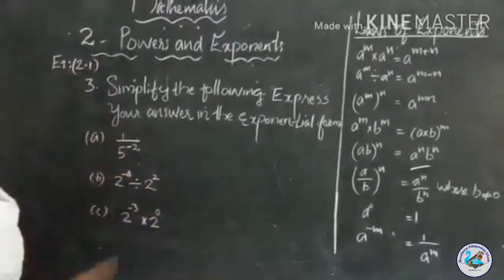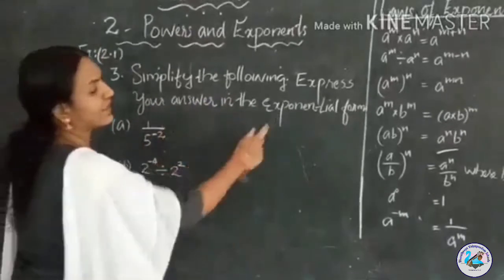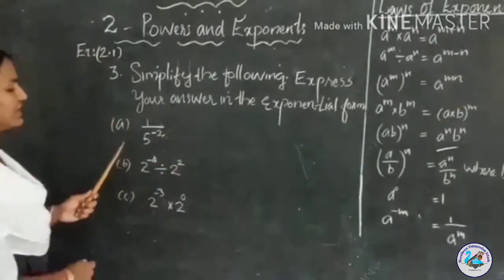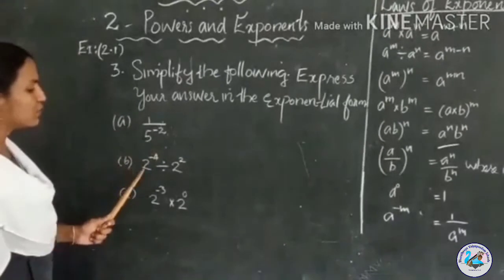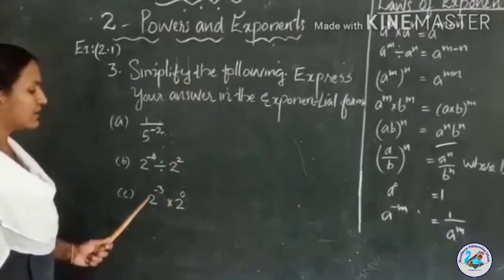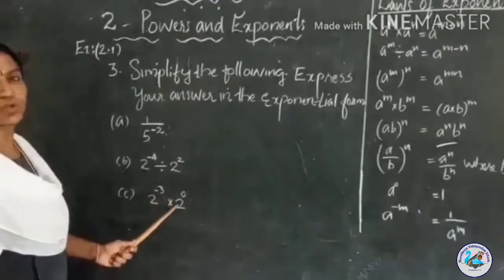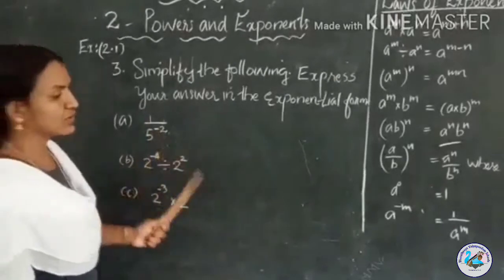Move on to the third question. Simplify the following. Express your answer in the exponential form. First question, 1 by 5 raised to minus 2. Second one, 2 raised to minus 4 divided by 2 square. Third one, 2 raised to minus 3 into 2 raised to 0. First one, 1 by 5 raised to minus 2.